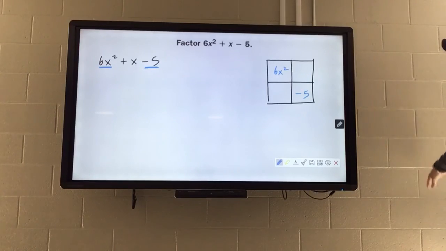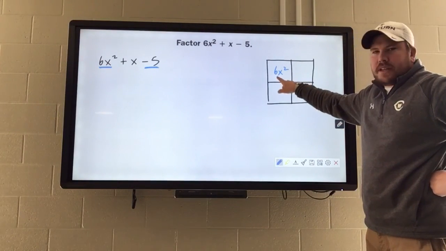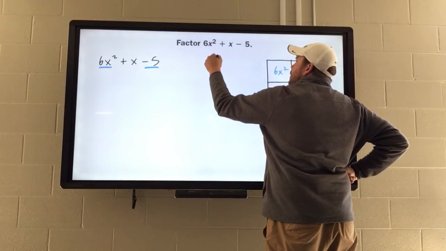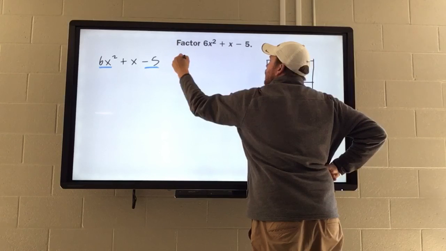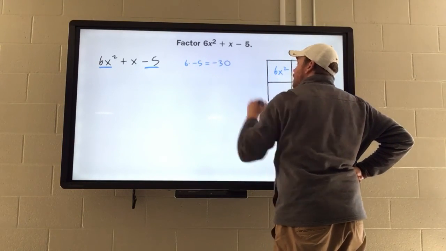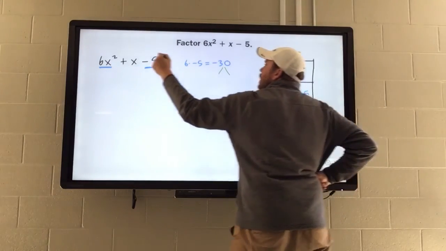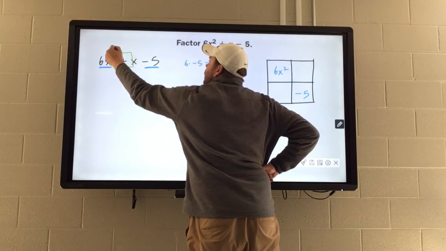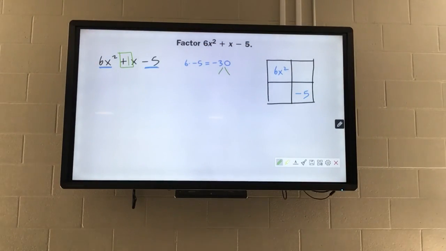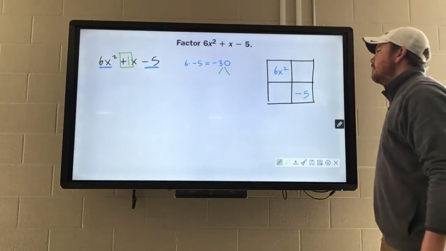Next, what we need to do is we multiply those two numbers we just put in. And we're just going to use the coefficient of 6x squared. So we're going to do 6 times -5, which gives me -30. And now I need factors of -30 that add to a +1, whatever our middle number may be. So I need factors of -30 that add to +1.